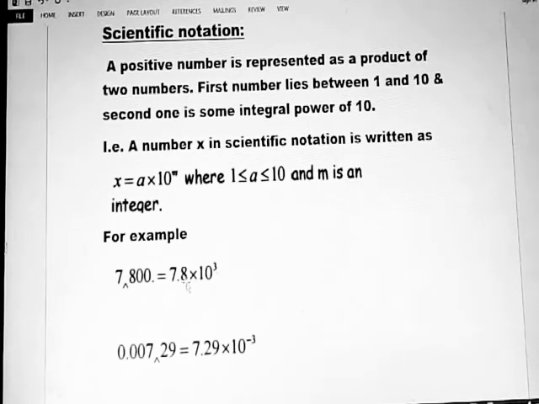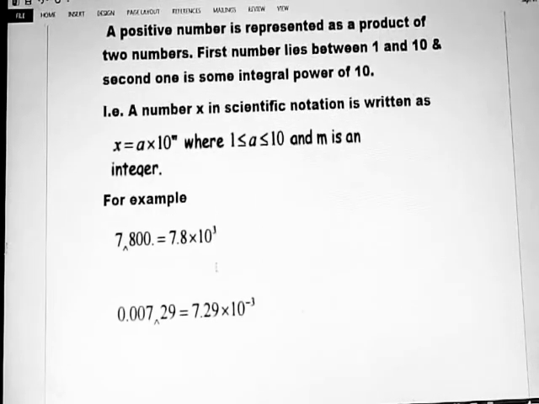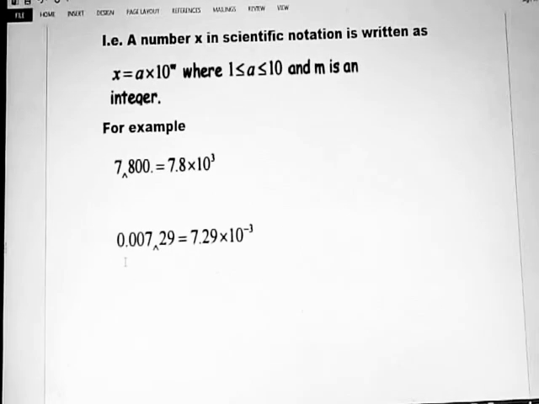Later on we will discuss how to write a number in scientific notation, but here we are just explaining that 7800 represents x, while 7.8 represents a, and this 3 represents m. So look at 7.8, it is between 1 and 10, and this 3 belongs to integers.